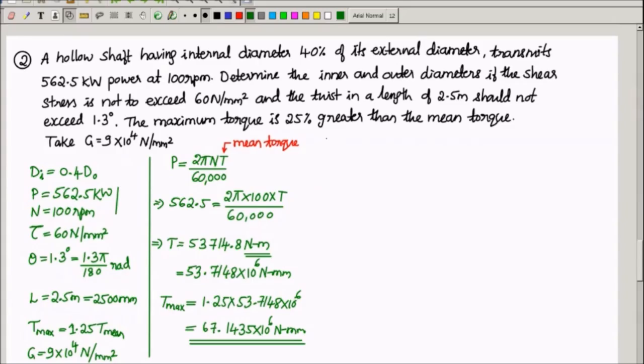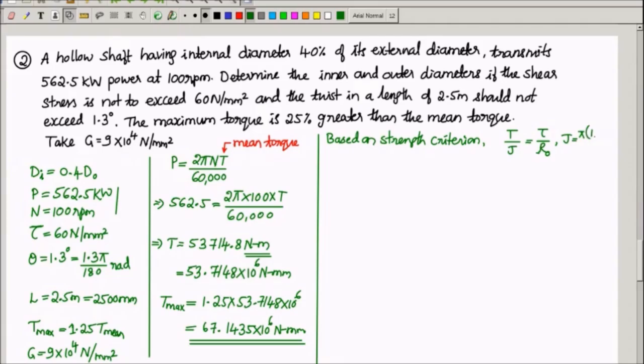We have two criteria. First criterion is strength criterion. So first one, based on strength criterion, we know that T by J is equal to tau by R. And remember, it is a hollow shaft now. So R is actually R naught. And J is pi into D naught power 4 minus Di power 4 divided by 32.